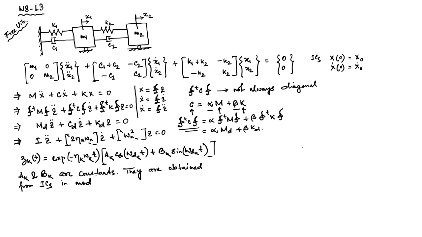This is important because the new equation is in modal coordinate, but that is also not a difficult task because we know that x is equal to phi z. So, x naught at time t 0 will be phi times z naught. So, from there we can find out what is the initial displacement in the modal coordinate. Similarly, x naught dot is equal to phi z naught dot. So, again from this equation we can find out what is the initial velocity in the modal coordinate.